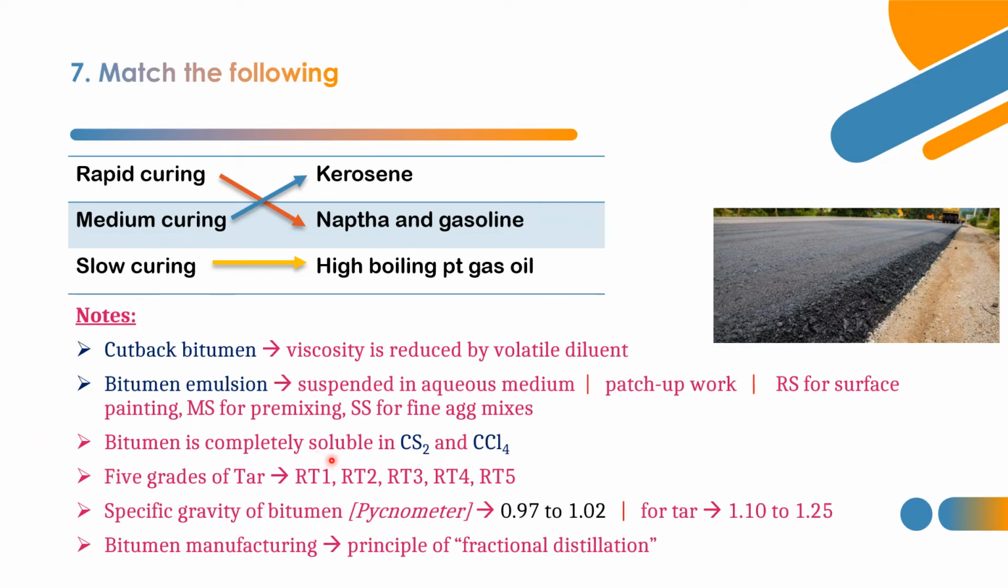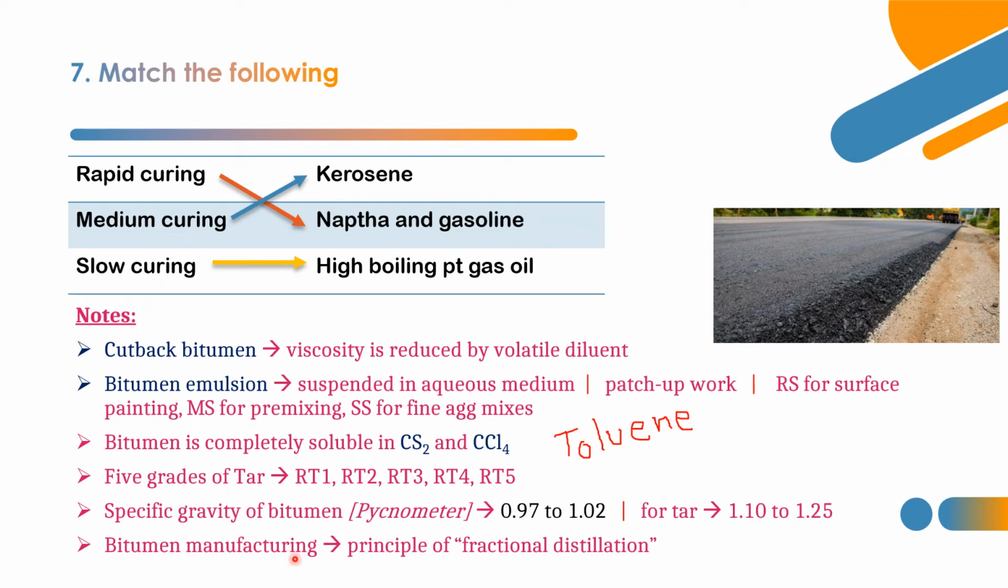And we shall see more about bitumen and tar here. Bitumen shall be completely soluble in carbon disulfide, that is CS2, and carbon tetrachloride, that is CCl4. So this is a major and important criterion regarding bitumen. In case of tar, tar has to be completely soluble in toluene, a compound in which tar has to be soluble.